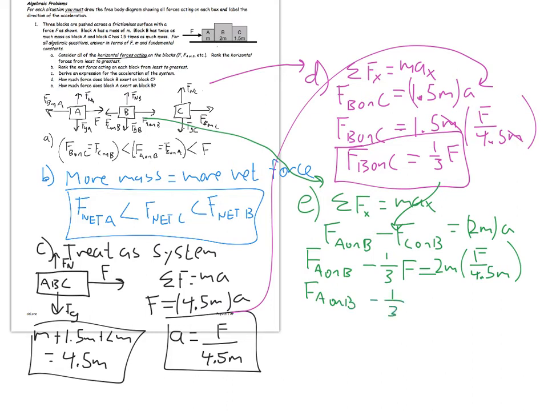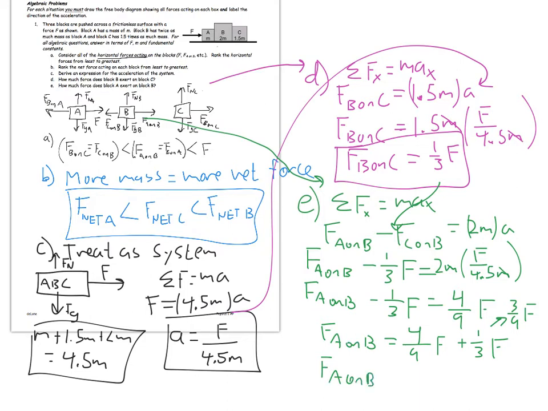So we have 1/3 F. That's going to be equal to, the masses cancel here, and 2 over 4.5 is really the same as 4 over 9, so 4/9 F. So F of A on B equals 4/9 F plus 1/3 F. That 1/3 is really 3/9, multiplying top and bottom by 3. And so when I add them together, I get that F of A on B is equal to 7/9 F. And there we have my answer for part E.